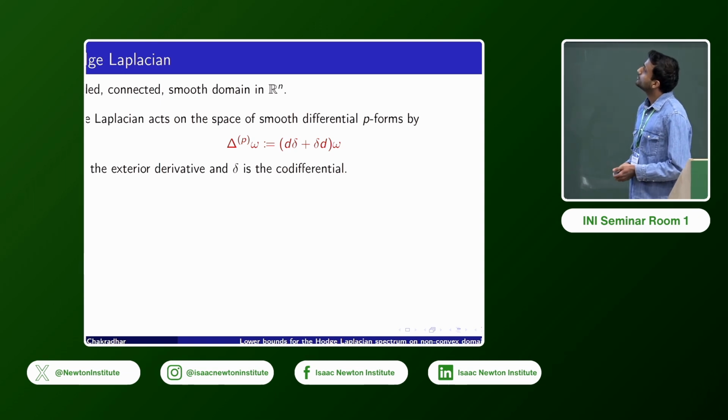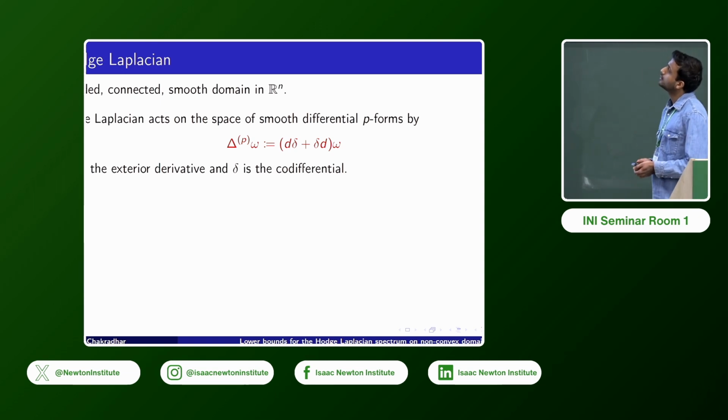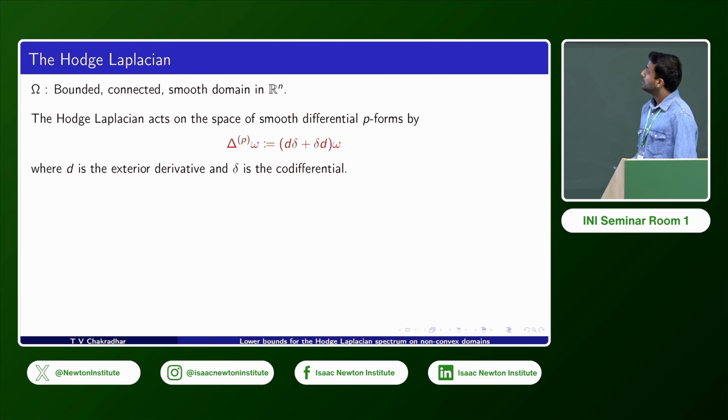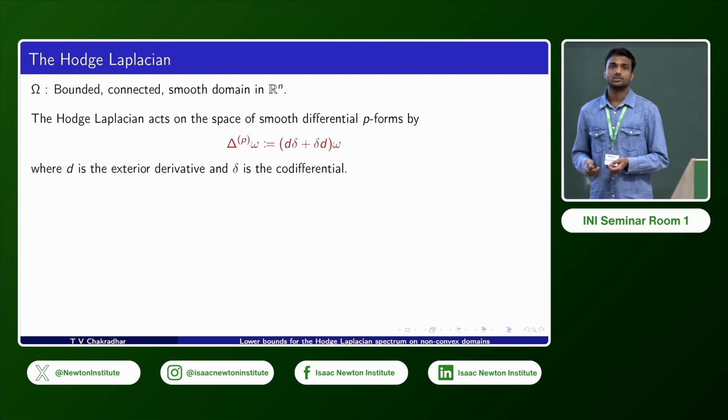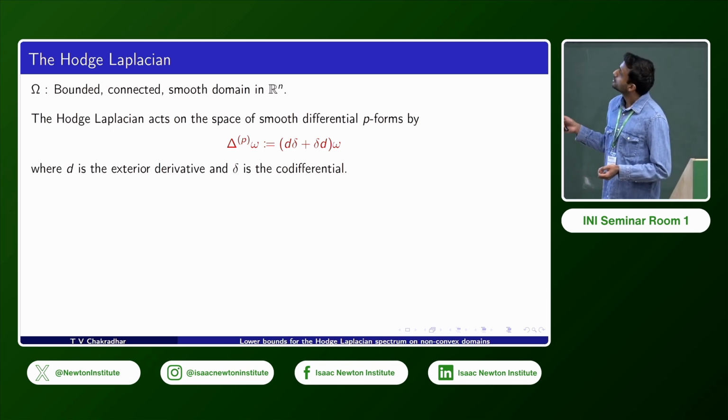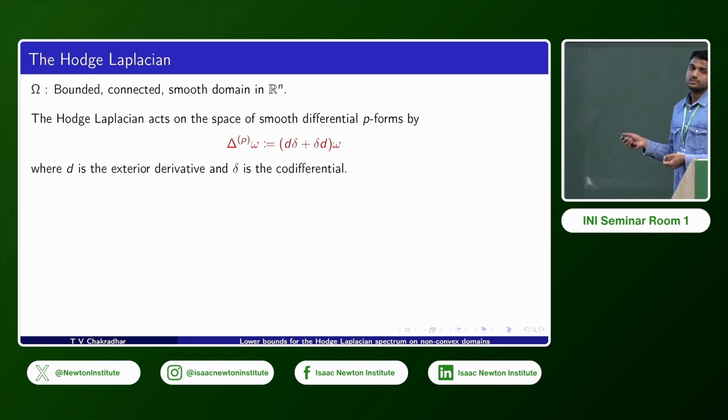Firstly, we're dealing with a bounded smooth domain in R^n, say connected for simplicity. We have the Hodge Laplacian, which we define on the space of smooth p-forms, which is d delta plus delta d. So d is the exterior derivative, and delta is the so-called co-differential, which is in a way the formal adjoint of the exterior derivative. We've seen some examples in Francesco's talks of what this d exactly means, so if you have a function or a one-form, how it acts.